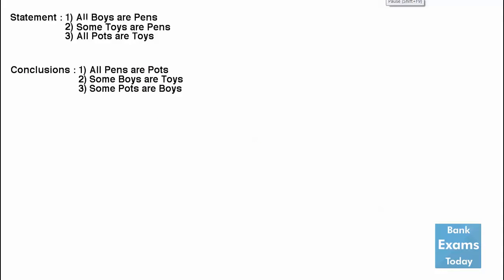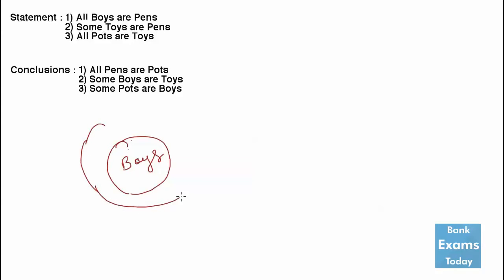Okay, let's do a very simple question. All boys are pens. So there are three statements and three conclusions, and we have to find whether these three statements can help us find these three conclusions. So let's start with the first statement, that is all boys are pens. So let's draw a circle for this. All the boys are part of the bigger circle, that is pens.